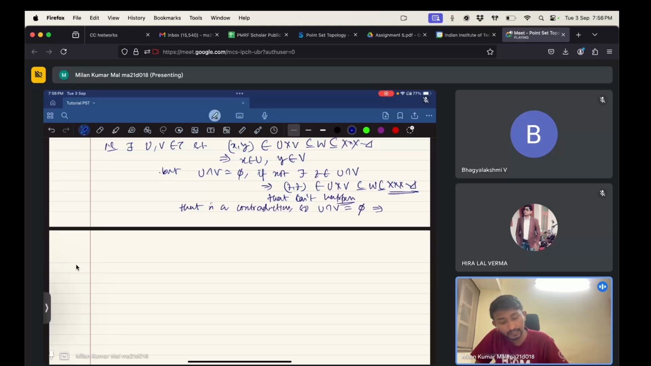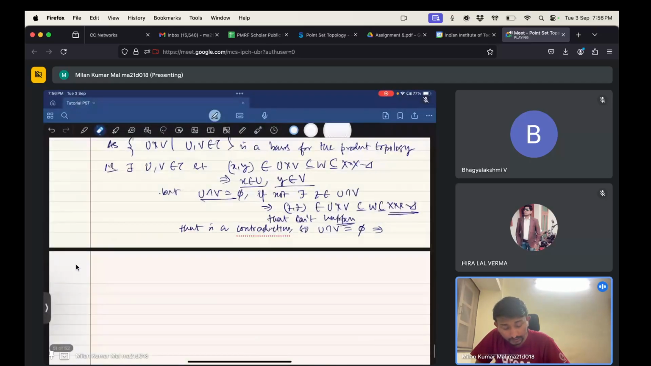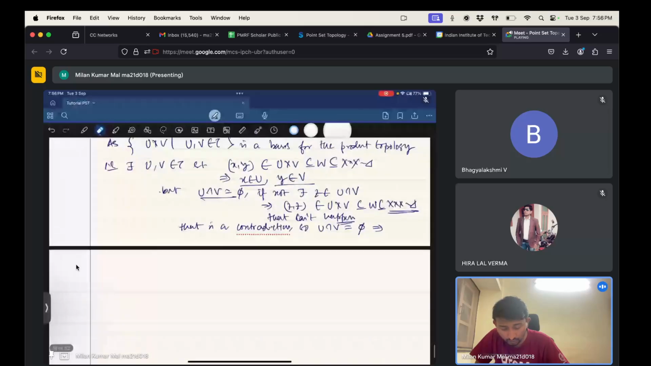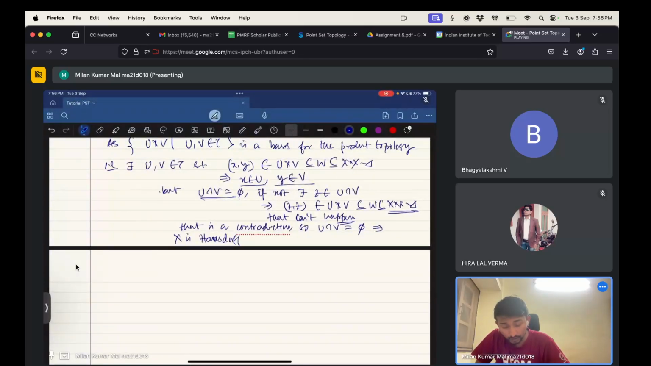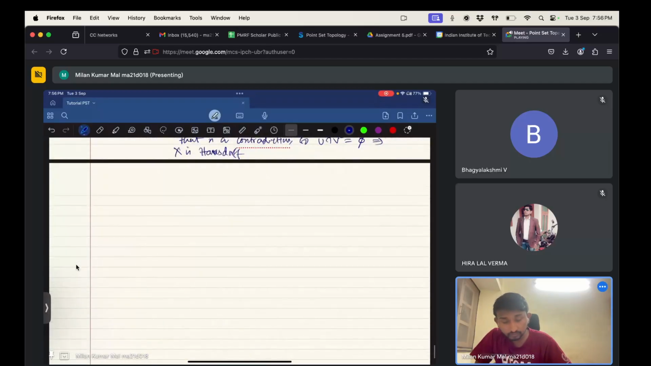So U intersection V is empty. That is what we have to prove: if I have two points x and y which are not equal, then there exist two open sets U and V such that x is contained in U, y is contained in V, and U intersection V is empty. So that means X is Hausdorff. So that proves option D. I hope it is clear now. Now let's go to the next problem.